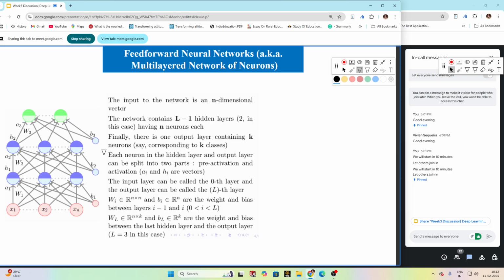Finally there is one output layer containing k neurons. In the input layer we have n neurons, x1, x2, x3 up to xn. In the output layer we have k neurons, y1, y2 up to yk. In between, in the hidden layers also, we have n neurons, for example h1, h2 up to hn. So this is the complete structure.